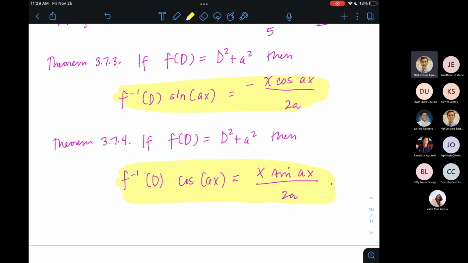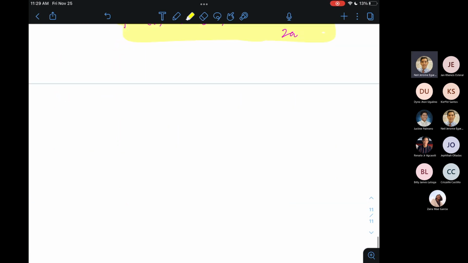Okay. So, a couple of examples, probably one kasi time na. You can read the other examples in the module. So, let's try example, what? 1, 2, 3, 4, 5. Example 6 na ba to? I hope so. I will have d squared plus 4y equals cosine 2x.